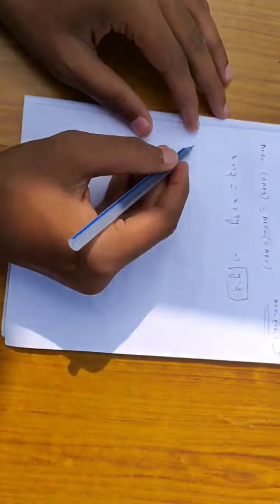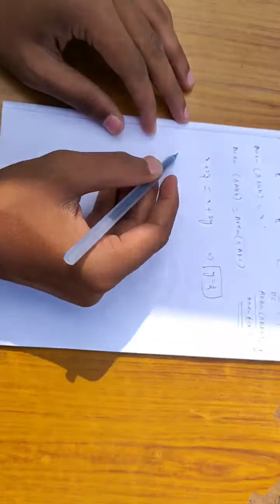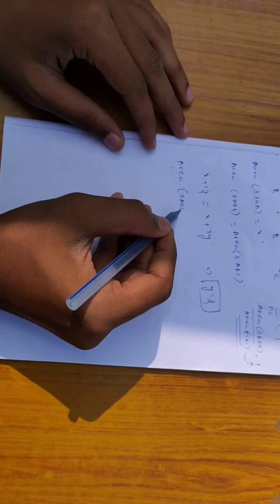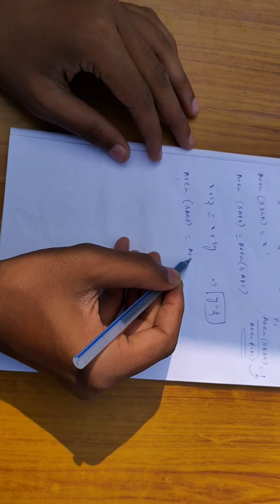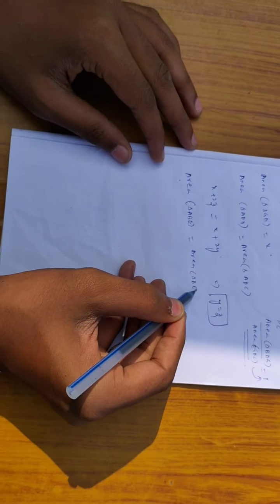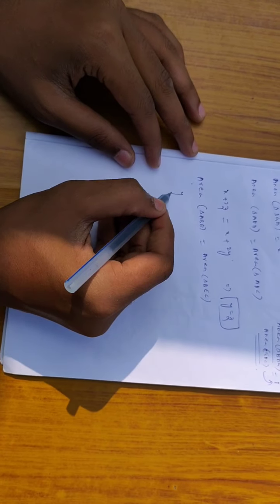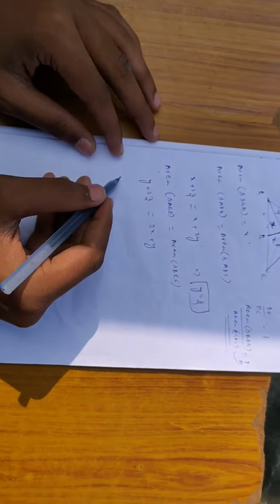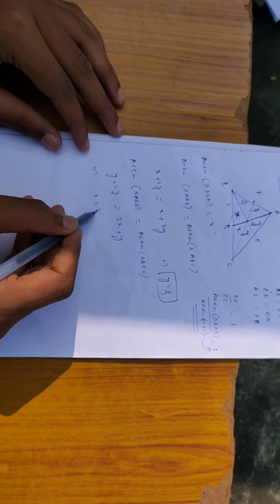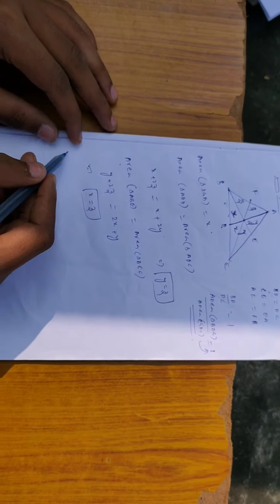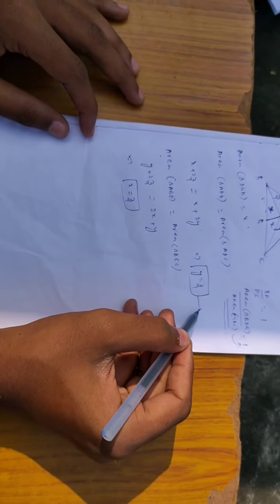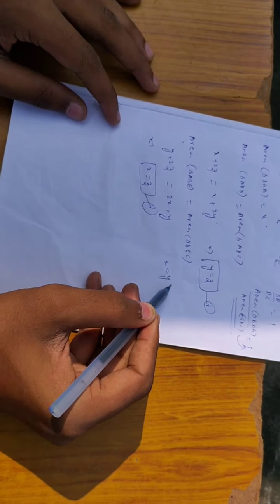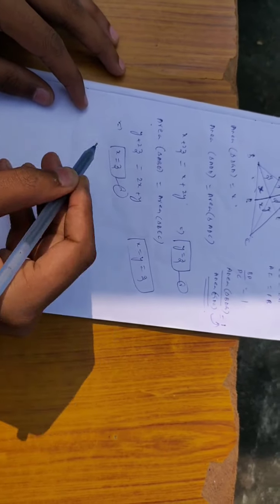In a similar way, the area of triangle ABE is equal to the area of triangle BEC. So y plus 2z is equal to 2x plus y. That implies that x is equal to z. So from equation 1 and 2, we can simply say that x equals y equals z, right?